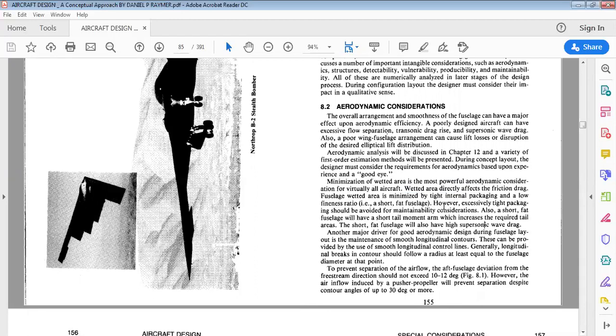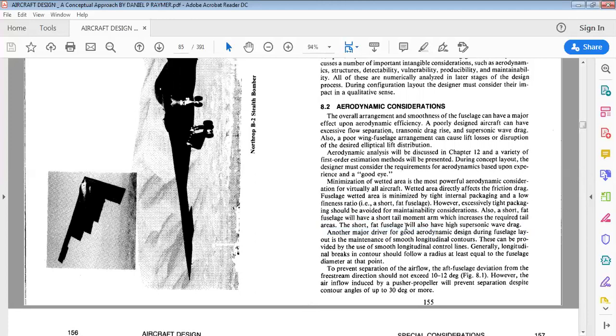Fuselage wetted area is minimized by tight internal packaging and a low fineness ratio. Already you know that the length with respect to the diameter of an aircraft is called the fineness ratio, a short or fat fuselage. However, excessively tight packing should be avoided for maintainability considerations, and a short fat fuselage has a short tail moment arm which increases the required tail areas. The short fat fuselage will also have a high supersonic wave drag. So it depends upon the speed at which the aircraft is going. According to that, we call it high supersonic wave drag.